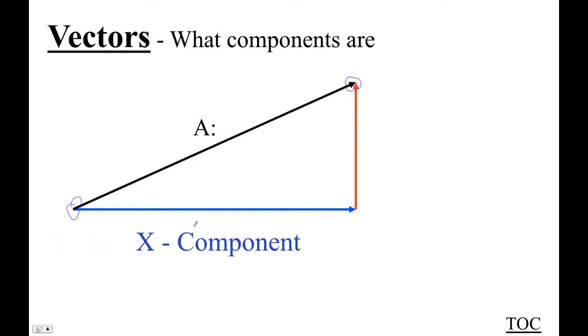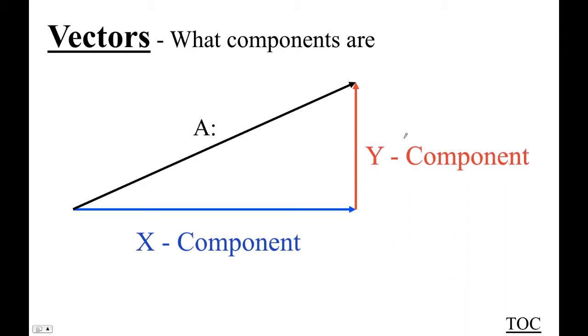This one here is in the x direction. Remember, x is this way, or negative x is this way. X is the horizontal one, and the vertical one is the y component.